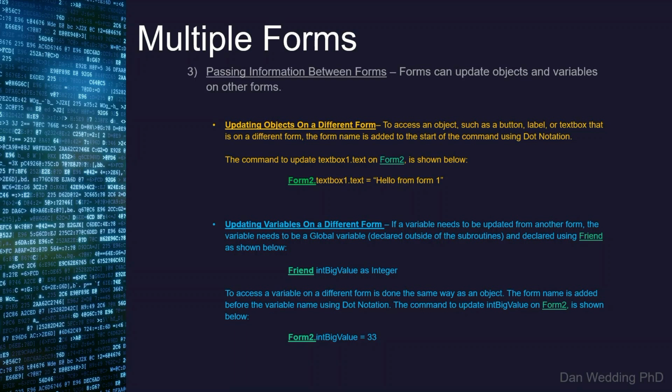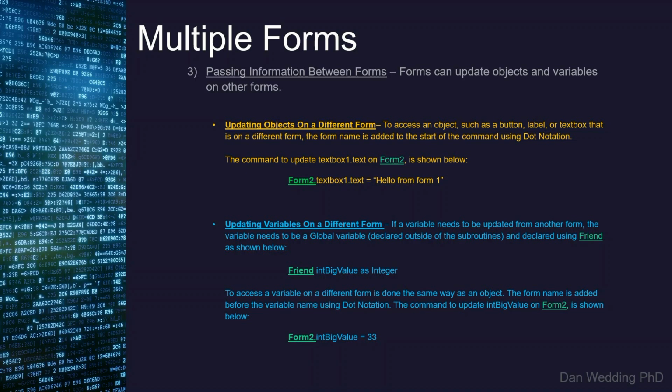Forms can update objects and variables on other forms. To access an object, such as a button, label, or text box that's on a different form, the form name needs to be added to the start of the command using dot notation. The command to update textbox.text on Form 2 is shown below.